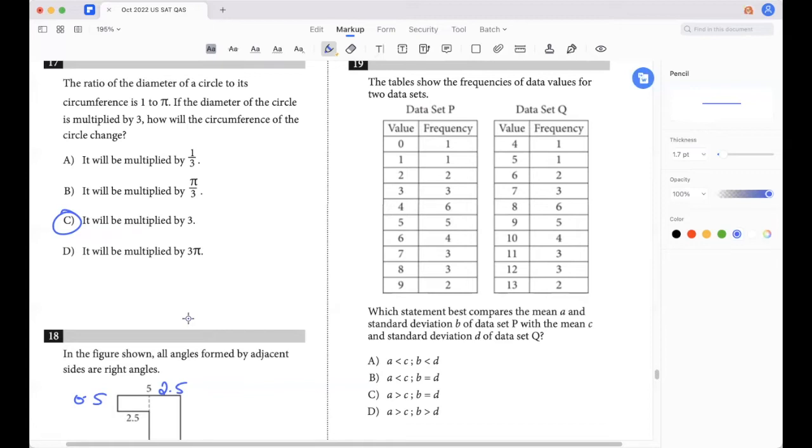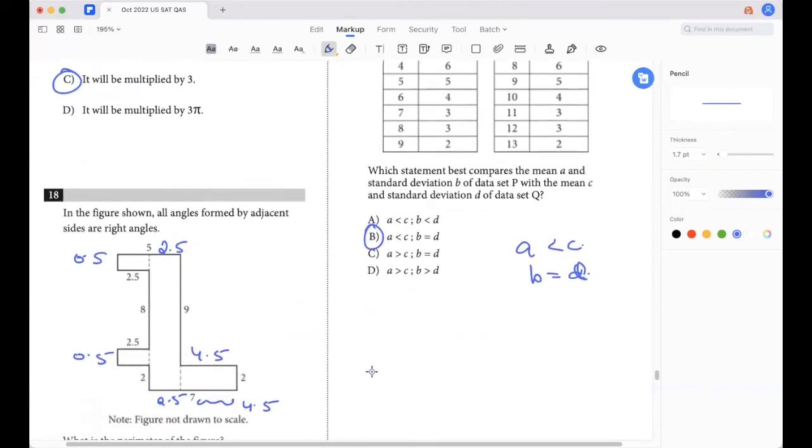So obviously its mean would be greater. So A would be less than C, but the graphs are exactly the same in terms of frequency distribution. So the standard deviations would be the same. So B will be equal to D. So A less than C and B equal to D, option B.